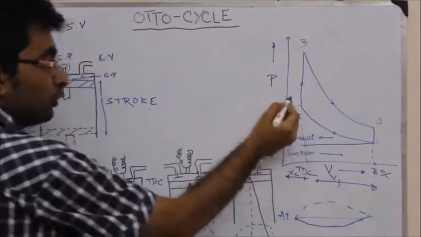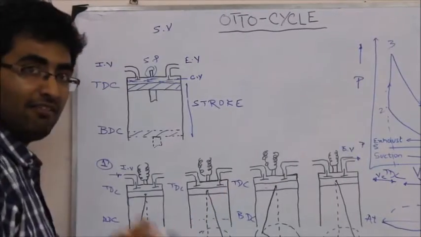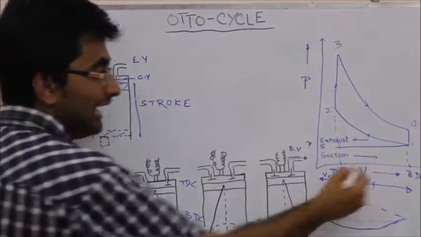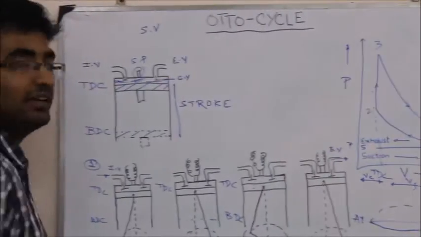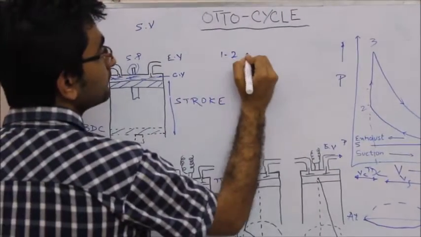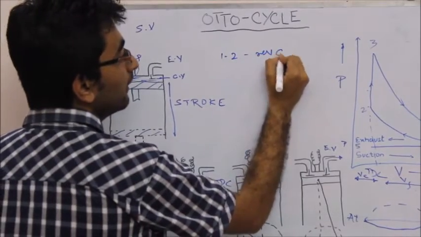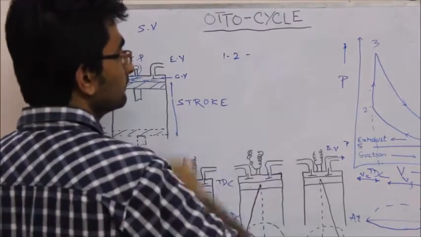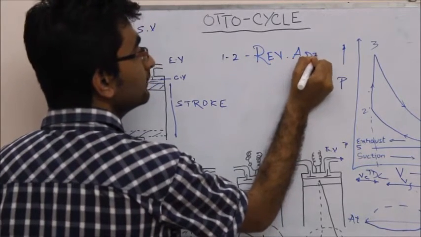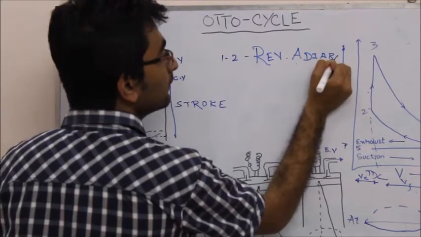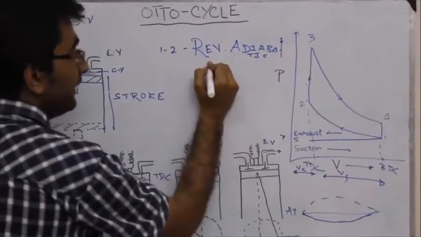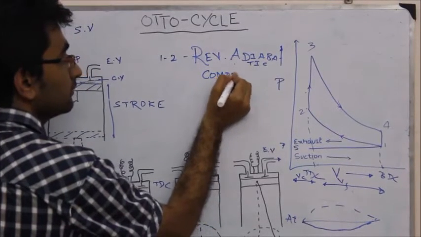Now, from 1 to 2 we have compression. After suction we have compression. You can see the pressure is increasing during the compression and the volume is decreasing. That's actually compression, and the compression is reversible adiabatic. From 1 to 2 we have reversible adiabatic compression.